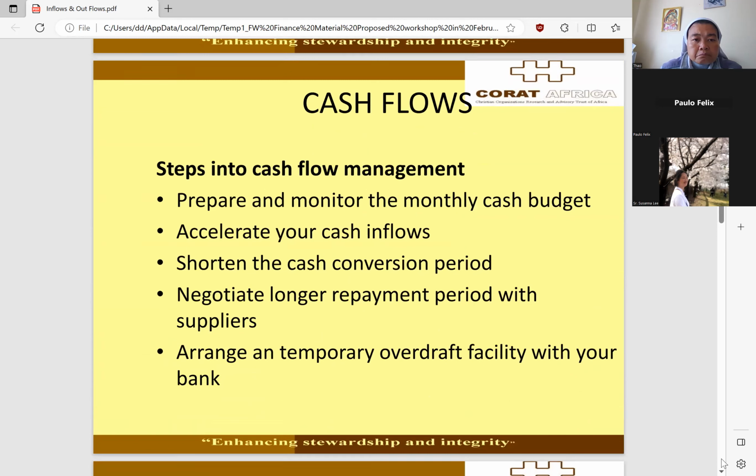So the steps in cash flow management. First, prepare and monitor the monthly cash budget, to see if you are spending more or if you are making profits. Then accelerate your cash inflows, to make sure there is more cash coming in, or the income is higher than the expenses. Then shorten the cash conversion period, negotiate longer repayment periods with suppliers, and arrange a temporary overdraft facility with your bank.